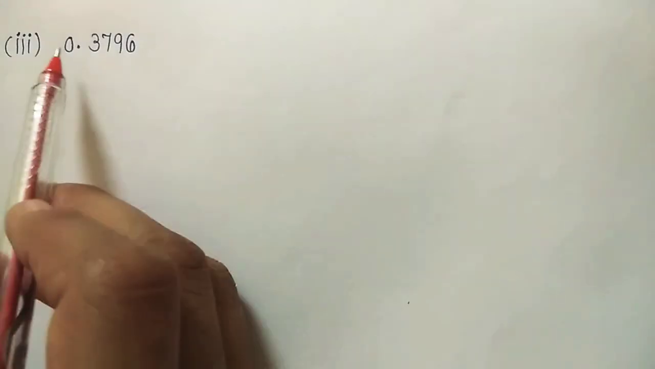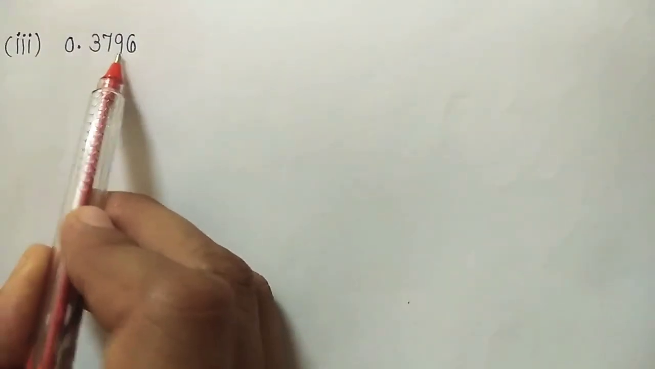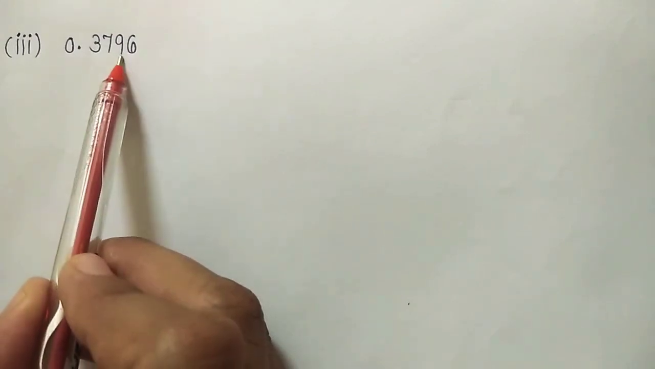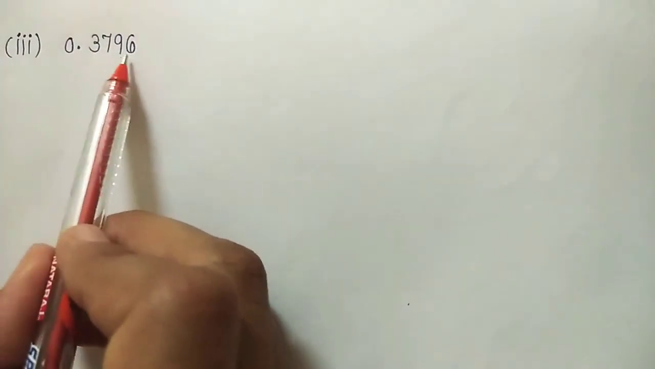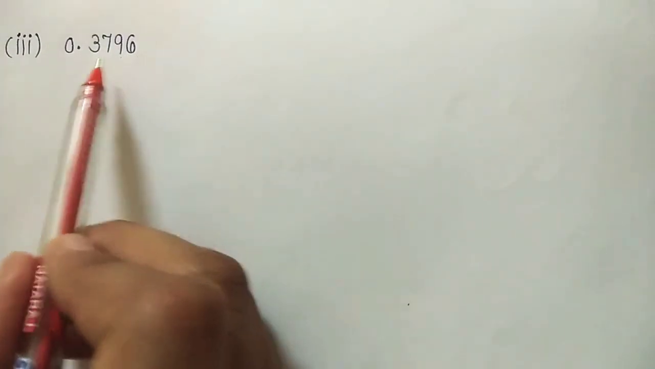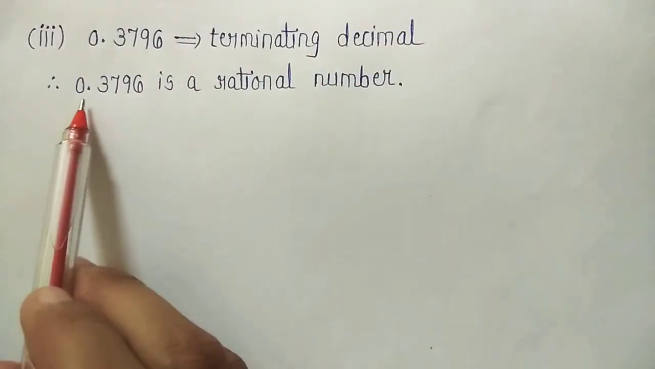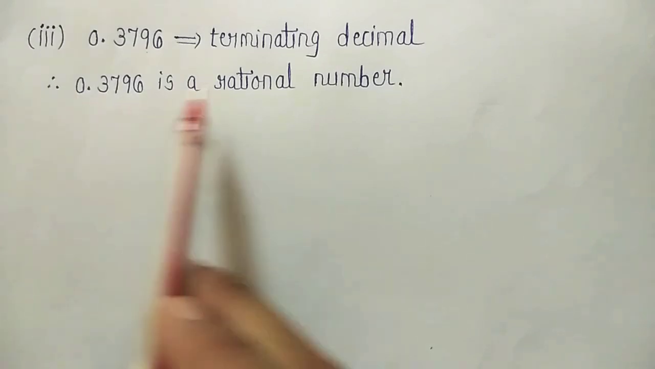Number 3 is 0.3796. Now here decimal form is given. We have learned that if the decimal expansion is terminating, then it is a rational number. Here we are given terminating decimal expansion. It is not continuous. As it is terminating decimal, this number 0.3796 is a rational number.